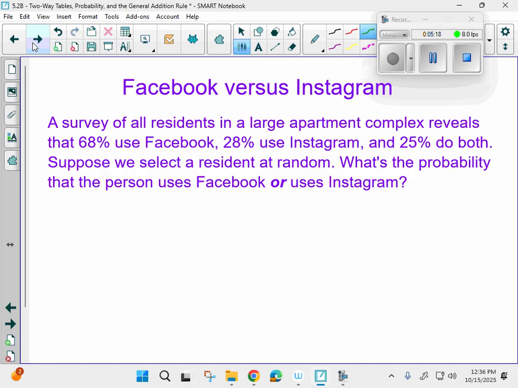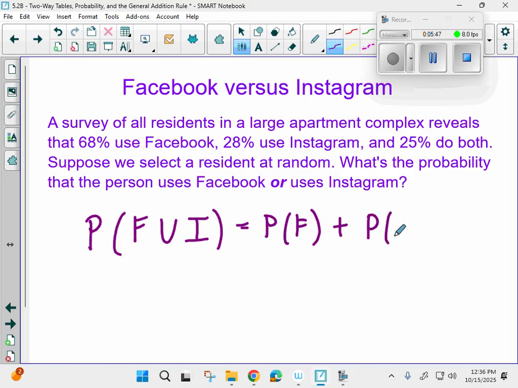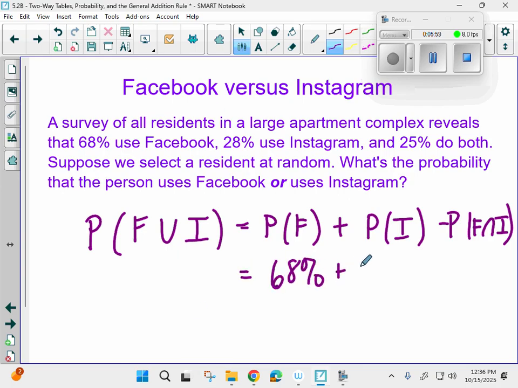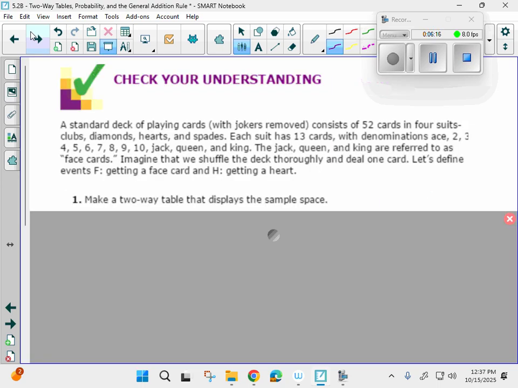A survey of all residents in a large apartment complex reveals that 68% use Facebook, 28% use Instagram, and 25% do both. Suppose we select a resident at random. What's the probability that the person uses Facebook or Instagram? So you would do this lovely formula. Probability of Facebook or Instagram is the probability of all the Facebook users plus the probability of all the Instagram users minus the probability of both occurring at the same time. I would plug in 68% plus 28% minus the 25% who do both. And I would calculate that. Yeah, thank you. 71.